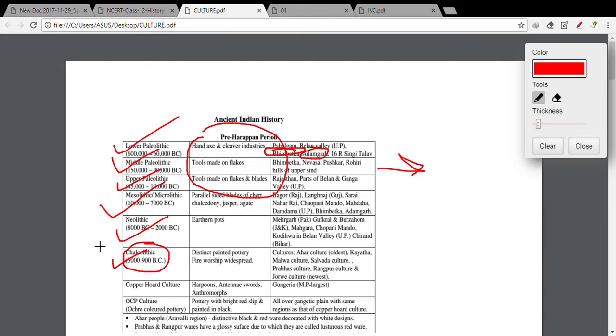Chalcolithic is important. Chalco means copper and lithic means stone, means people start using copper as well as stone, and this is the first time some real culture was developed. Cultures like the Ahar culture, which is the oldest, the Kaytha culture, the Malwa culture, the Savalda culture, the Prabhas culture, the Rangpur culture, etc. So we need to talk about these cultures a little bit.